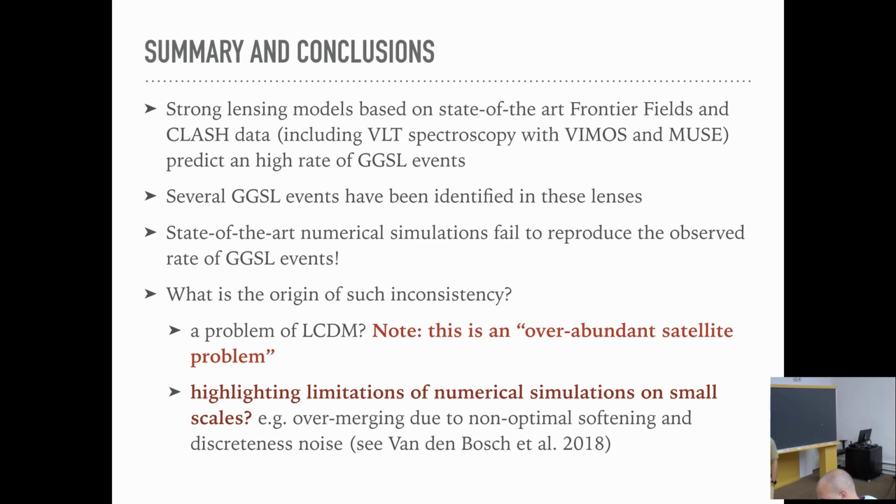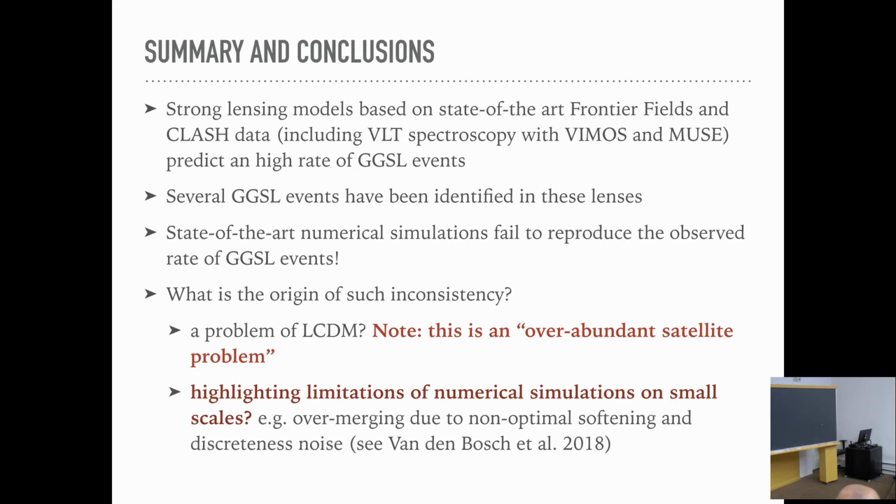So observationally, we always believed that we see less substructure, for example in the local group, compared to what is predicted theoretically. Here we're finding the opposite thing. Or perhaps we are highlighting some limitations of the numerical simulations at small scales.